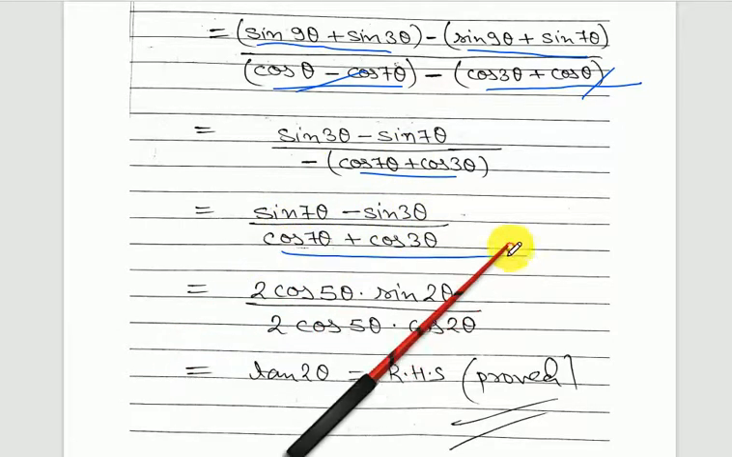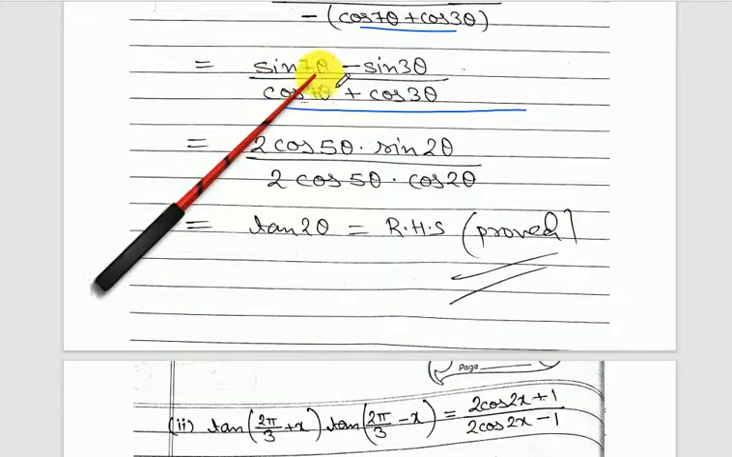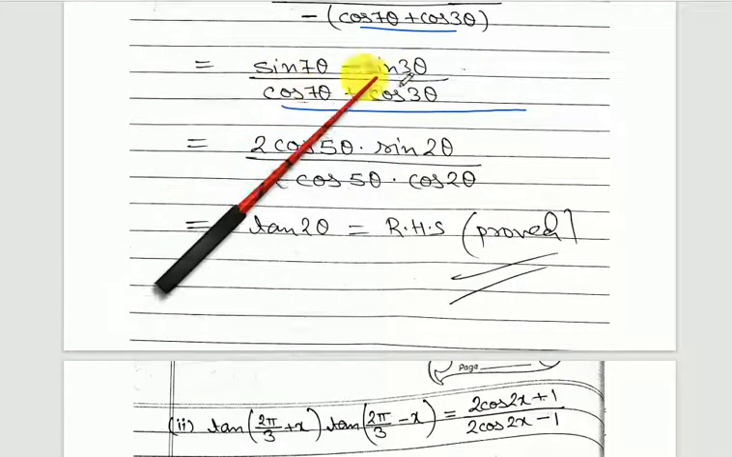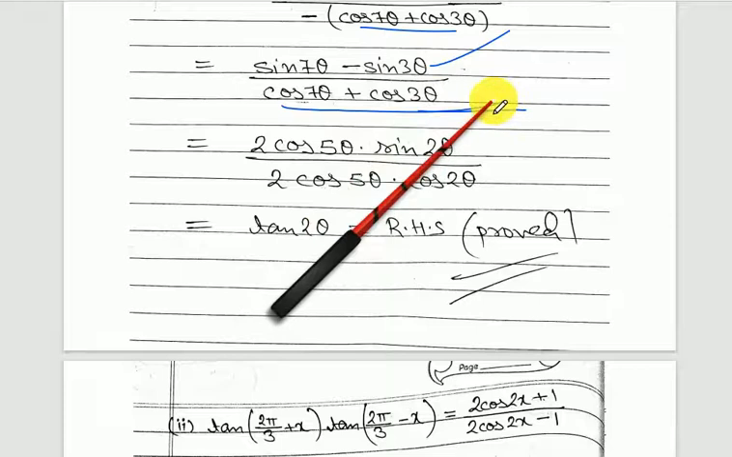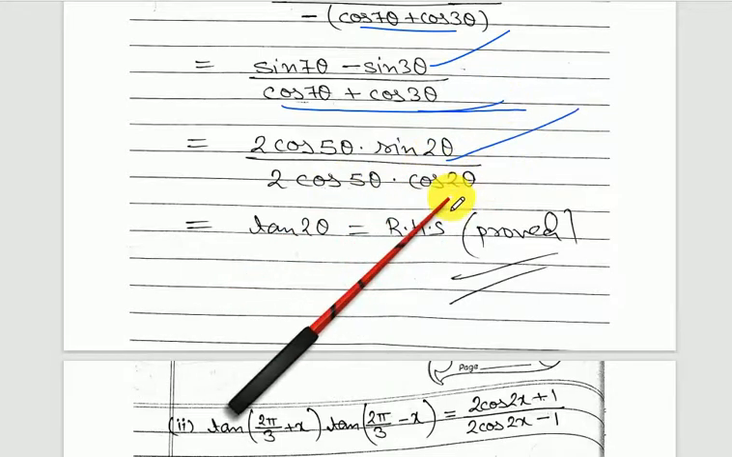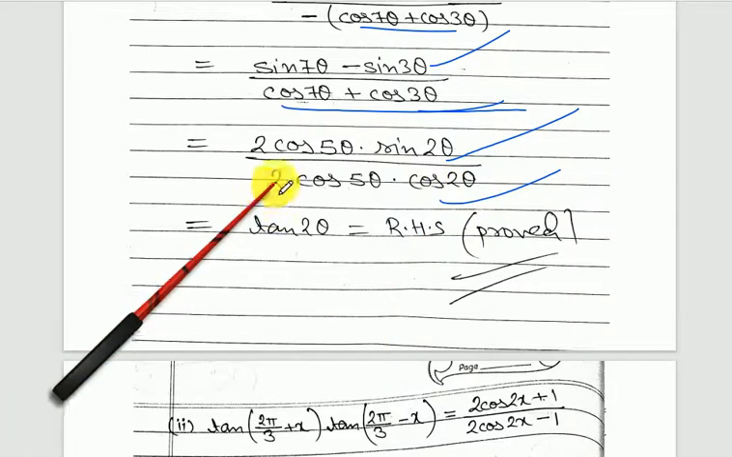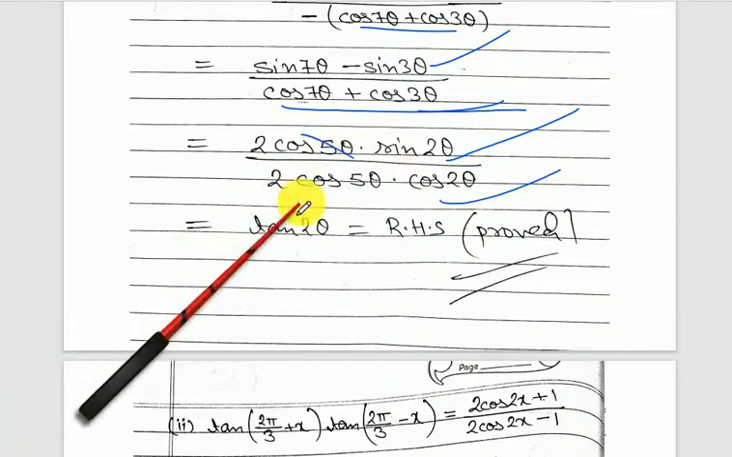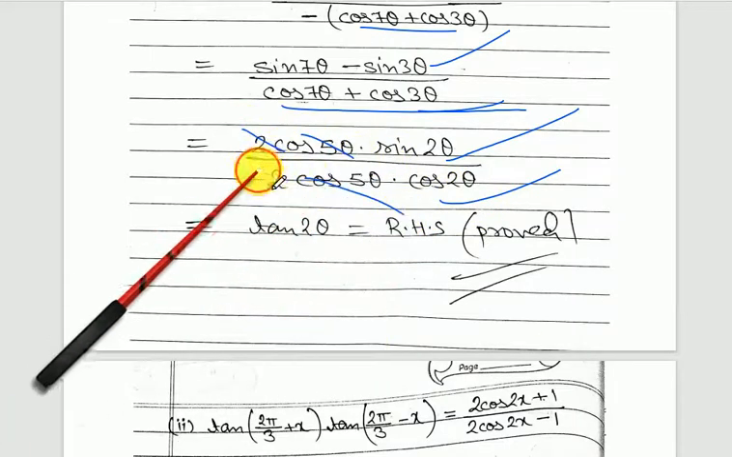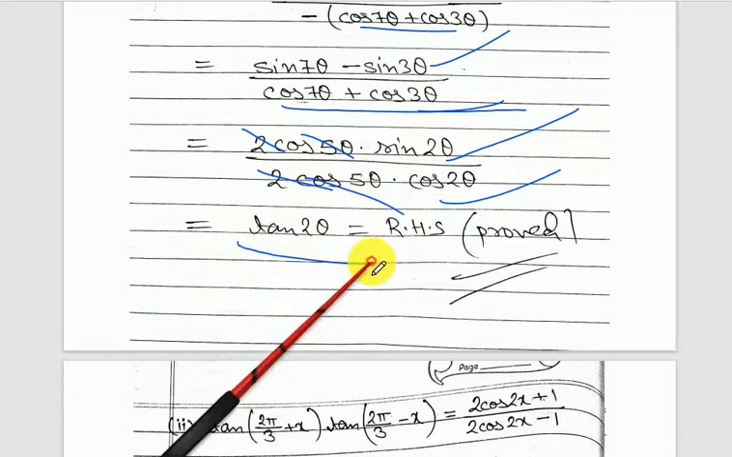Now you can use the formula sin c minus sin d for the numerator, and the cos c plus cos d formula for your denominator. So you will get this in the numerator, and for the denominator you will get this. Then here cos 5θ cancels, 2 cancels, 2 cancels, and you are left with tan 2θ.